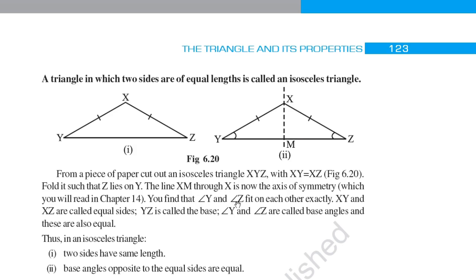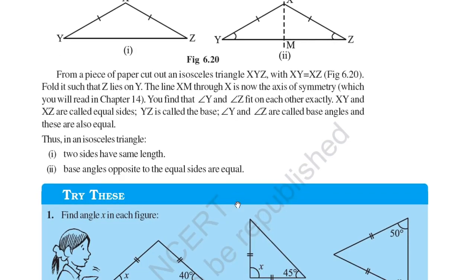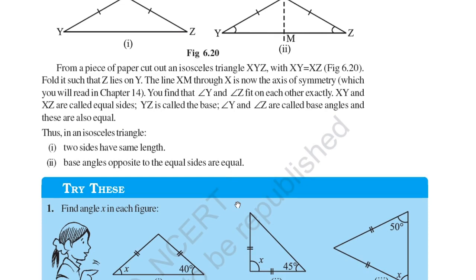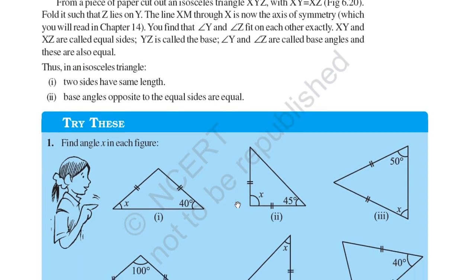XY and XZ are called the equal sides. YZ is called the base. Angle Y and angle Z are called the base angles, and these are also equal. Thus in an isosceles triangle, two sides have equal length and the base angles opposite to the equal sides are equal. So you know that.